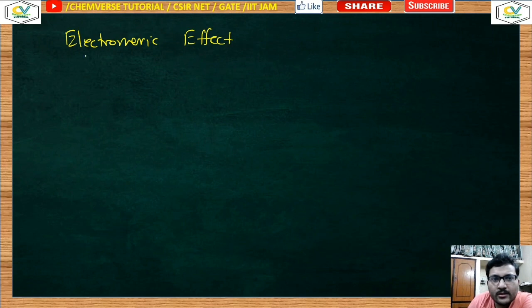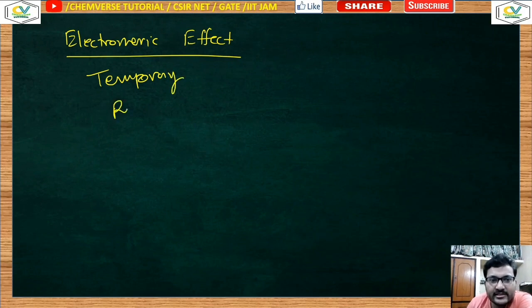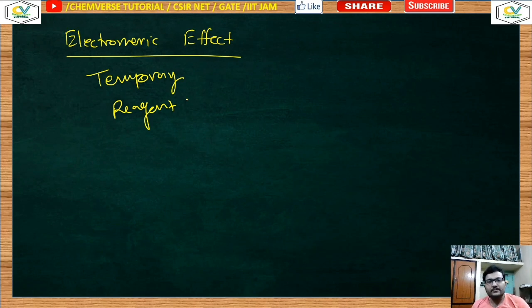Electromeric effect. One very interesting feature of this electromeric effect is that it's a temporary one, and it arises when a reagent is there. In absence of reagent, this kind of effect is not observed. And the third point is that pi electron is involved in this case. So temporary, reagent specific, and pi electron is involved. Only these three things you need to remember.